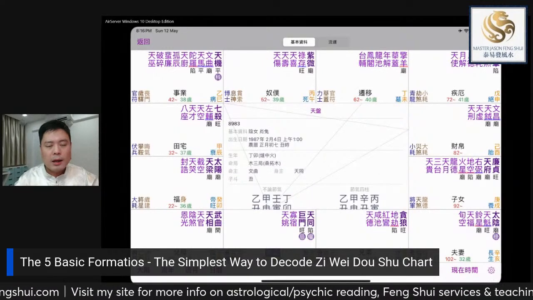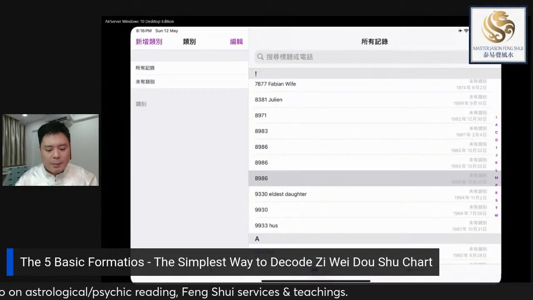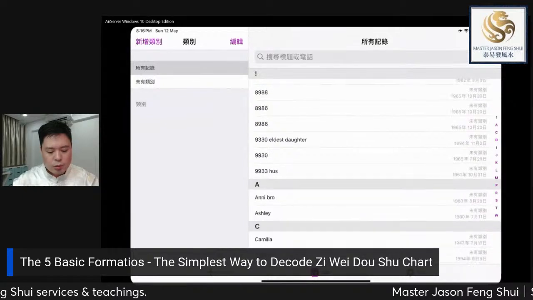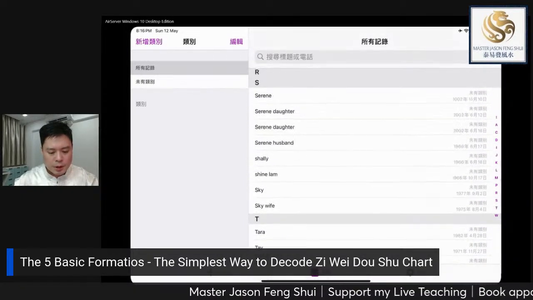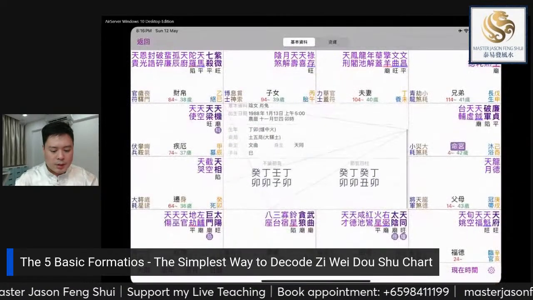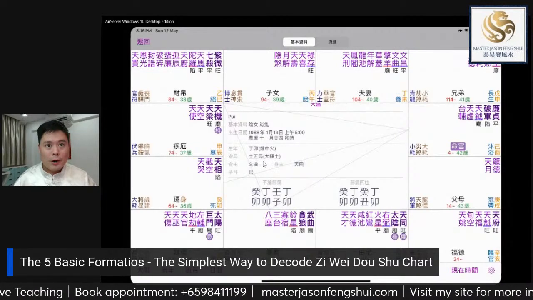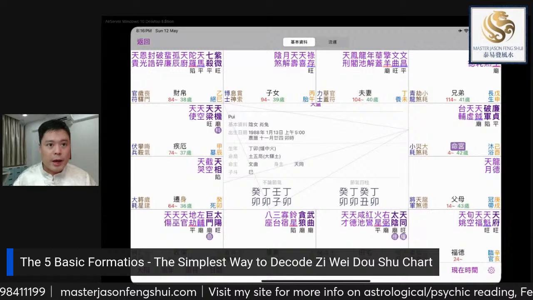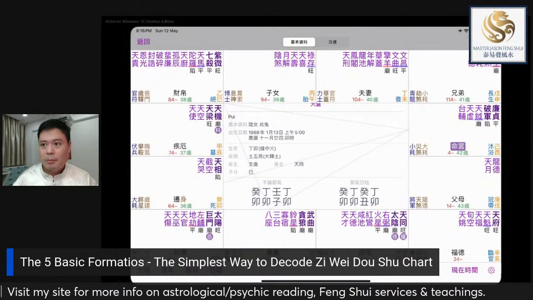Or for example, I open another chart to show you. For example, another person, perhaps just randomly open another birth chart. This person is having a 土五局, an earth formation, and you can actually use all these as basic information to decode a birth chart.